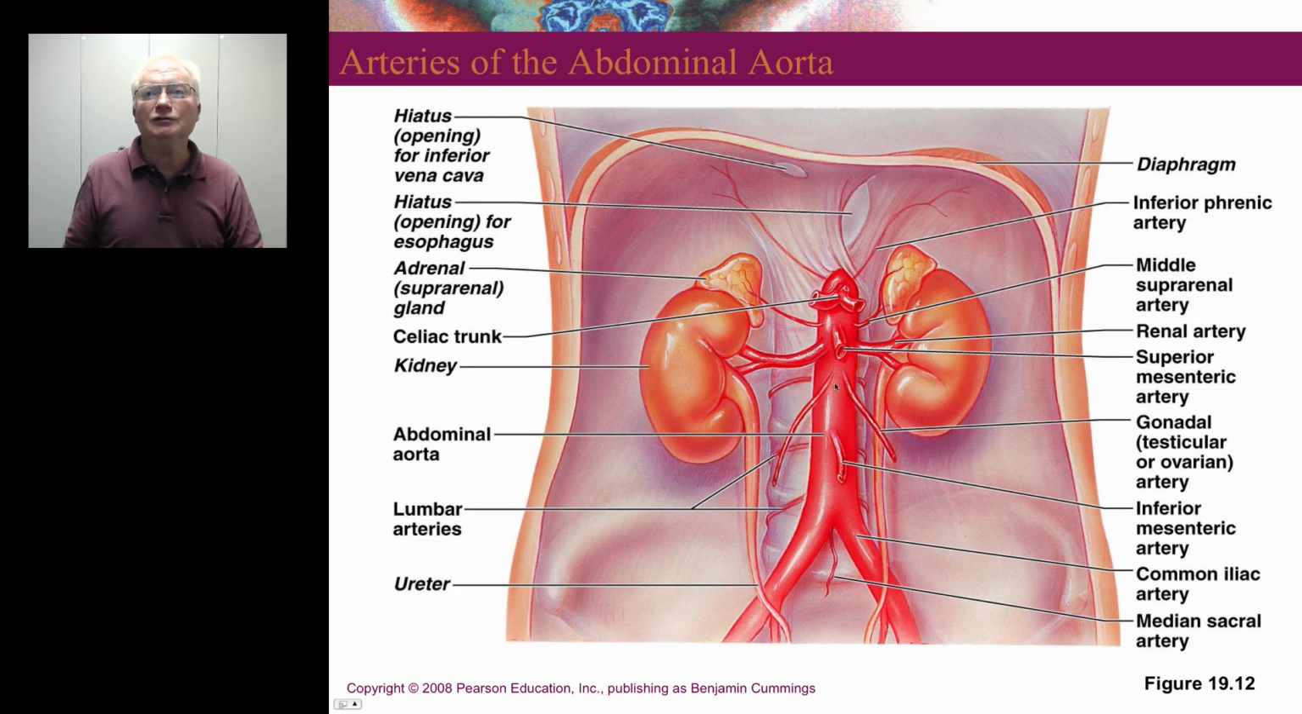Here's a picture that shows all of those branches, and you'll notice that the renal arteries are disproportionately large because they don't just supply nutrition and oxygenated blood to the kidneys, but the kidneys filter the blood as one of their main functions, so they receive a lot more blood than they need in terms of nutrition.